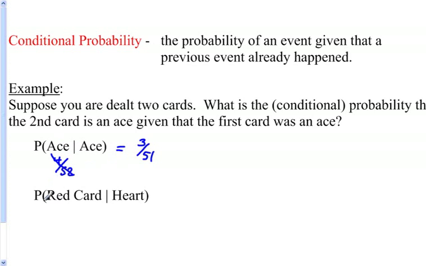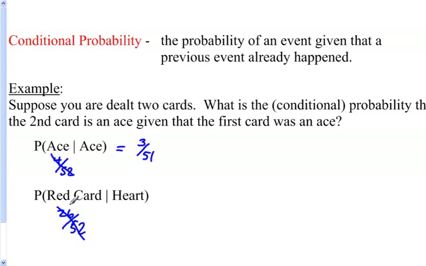The second question says, what's the probability that I get a red card given that I already have a heart? Now, we know that typically there are 26 red cards out of 52 cards. That would be the answer if I just asked what's the probability of a red card. But I already know something occurred. I am holding a heart in my hand.